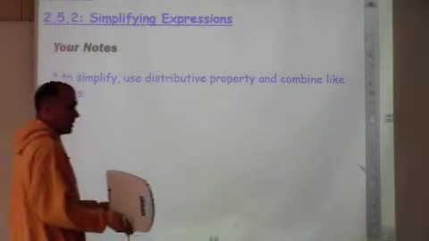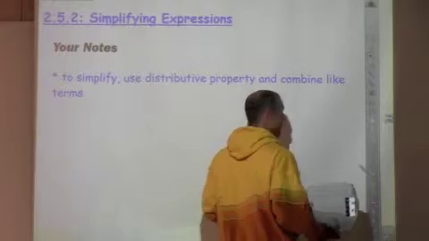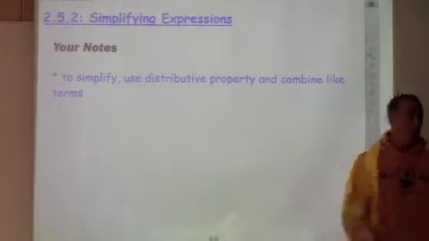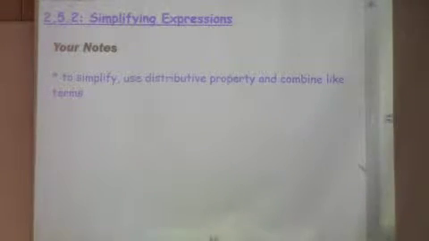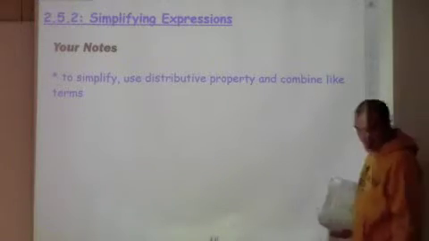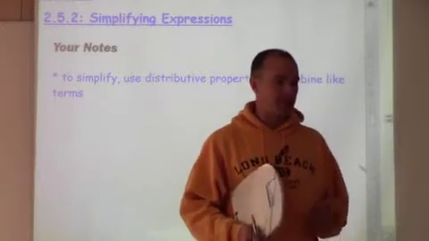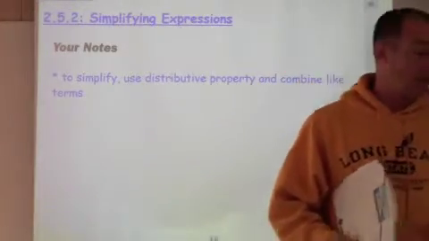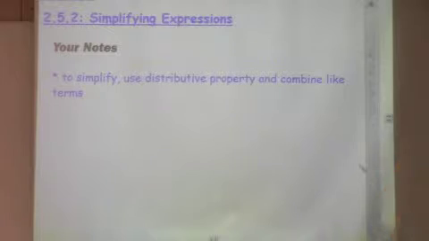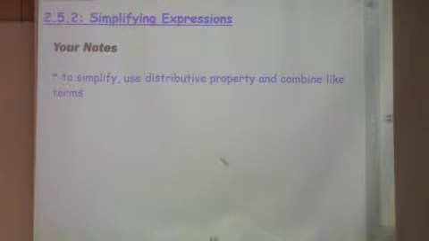Now they don't have a spot to fill in your note-taking guide, so in the column where it says your notes, why don't you jot this down quick. When they ask us to simplify an expression, we want to use the distributive property first if we can. And then we want to combine like terms. Like terms was one of our vocab words yesterday. We said the variable has to be exactly alike. It's like apples and oranges. You can't combine them. You can only combine things that look exactly alike.